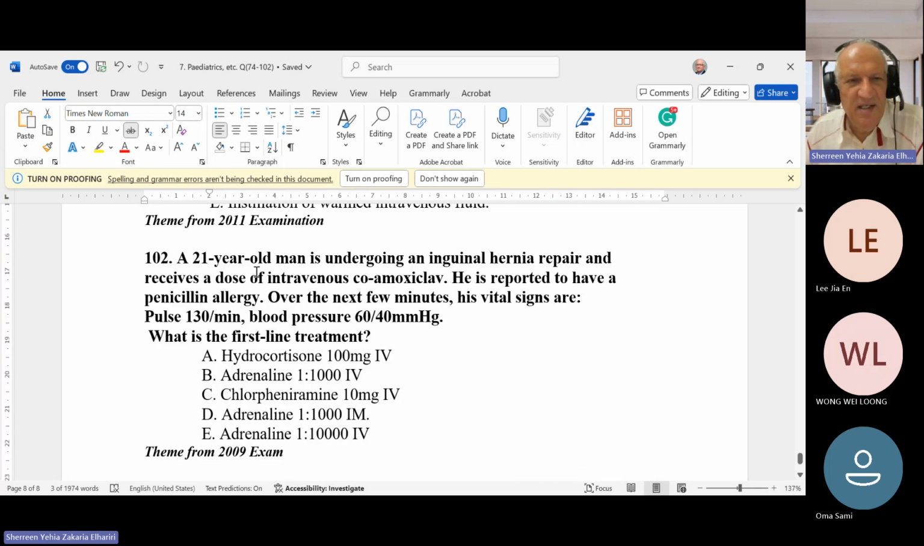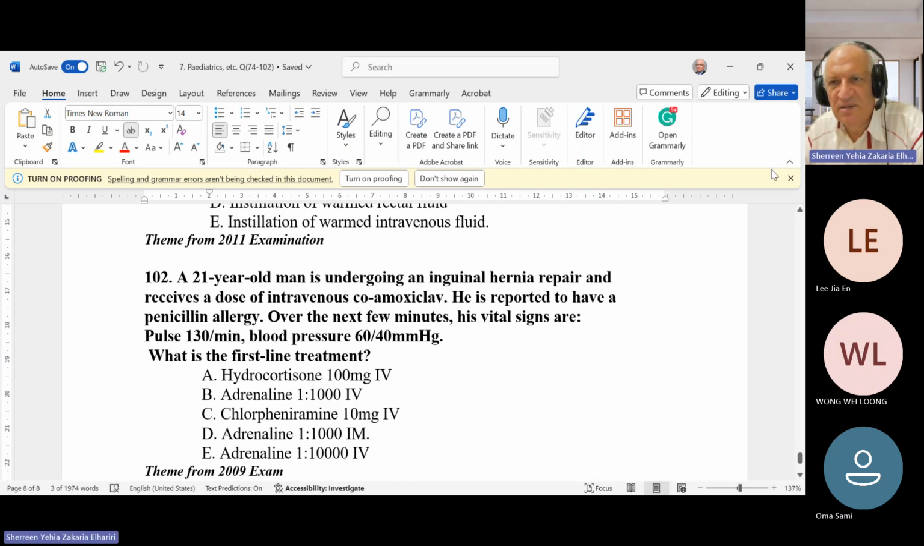Last question: a 21-year-old man undergoing inguinal hernia repair receives a dose of intravenous amoxiclav, which is Augmentin. He is reported to have a penicillin allergy. Over the next few minutes, his vital signs change: pulse 130, increased; blood pressure 60/40, decreased. What is the first line of treatment? This is a tricky question, although this is an emergency situation, what is the route you give adrenaline? Intramuscular. So the correct answer is intramuscular. Yes, okay, correct. This is the last question.